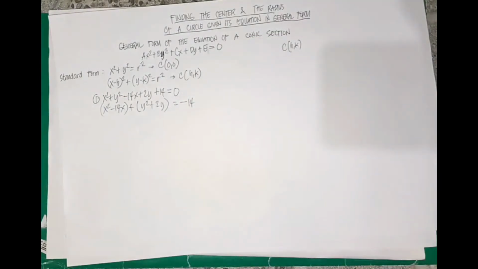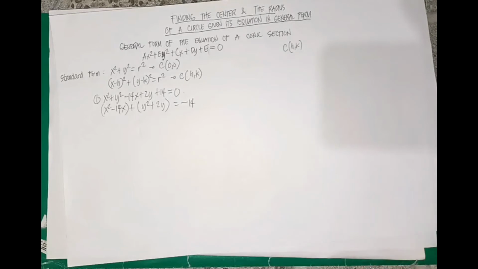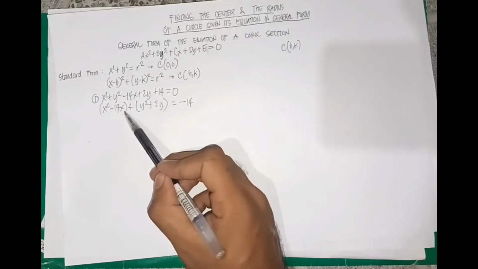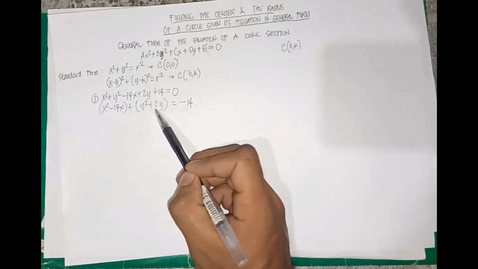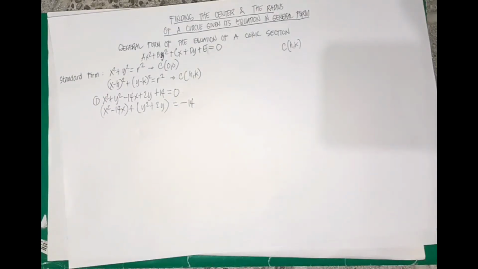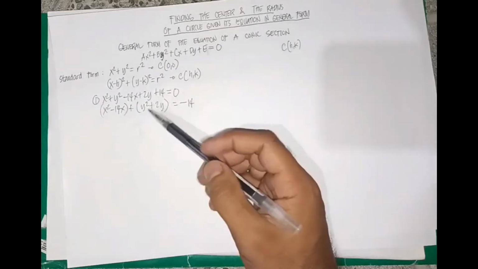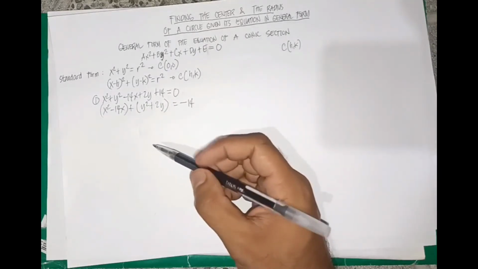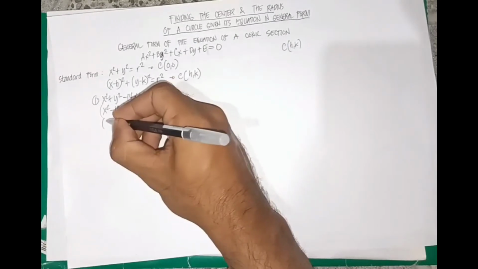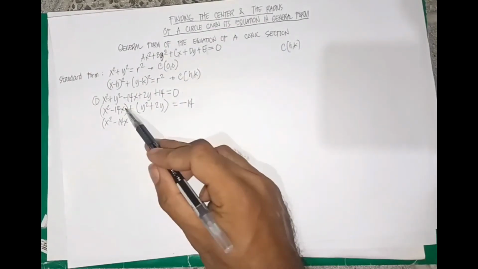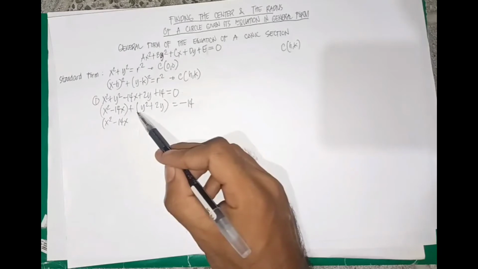Next, we are going to make a perfect square trinomial out of these quantities: x squared minus 14x, and y squared plus 2y. These are binomials, so we're going to make them perfect square trinomials. How are we going to do that? First, let's just copy the first and second terms. Then we're going to find the third term so that it will become a perfect square trinomial.